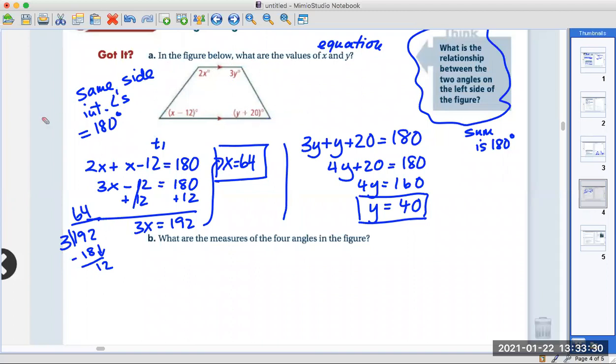Because we need to know what the actual angles measure, you have to plug your result in. X is 64. This is 2 times x, 2 times 64. X minus 12, x is 64, just plug it in: 64 minus 12. Y is 40. 3 times y is 3 times 40. And again, y is 40: 40 plus 20.